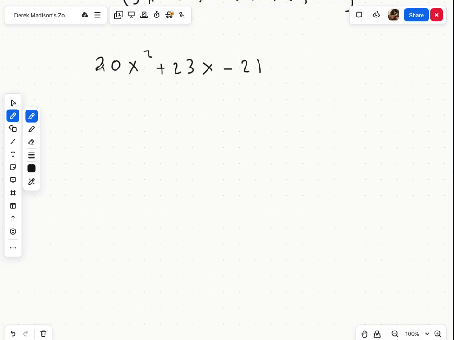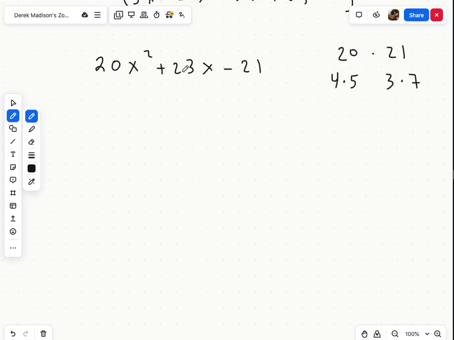What makes me think this one is a little bit easier is that 20 doesn't factor into as many things. It's 1 and 20, 2 and 10, and 4 and 5. And 21 is either 1 and 21 or 3 and 7. So if I think of 20 times 21, let me write that as 4 times 5 and 3 times 7. And again, it could be 2 and 10. I'm just going to start off with 4 and 5.